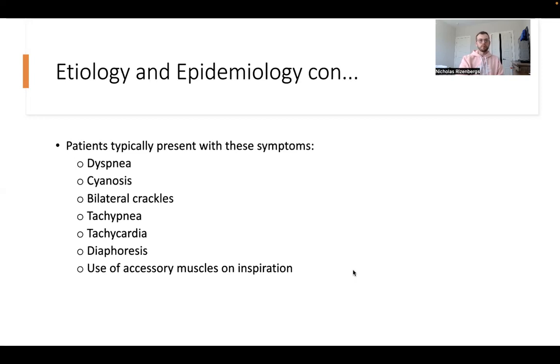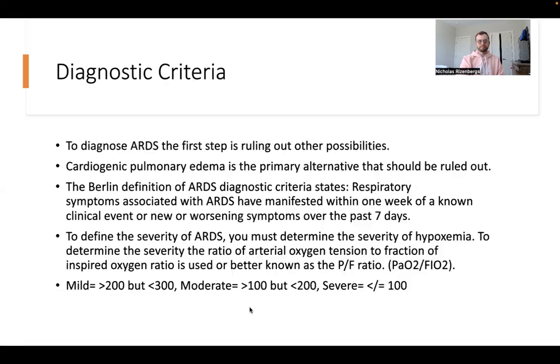So, continuing, patients typically present with these symptoms: dyspnea, cyanosis, bilateral crackles, tachypnea, tachycardia, diaphoresis, and use of accessory muscles on inspiration. So diagnostic criteria. To diagnose ARDS, the first step is ruling out other possibilities. Cardiogenic pulmonary edema is the primary alternative that should be ruled out, just because they can mimic each other. So you want to make sure that you rule that out first, that that's not the cause. That leads you to thinking it could be ARDS for sure then.